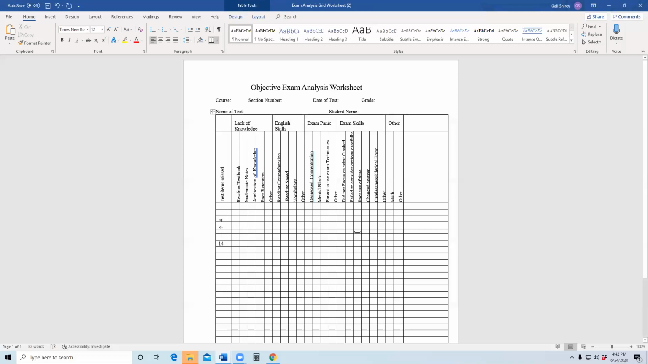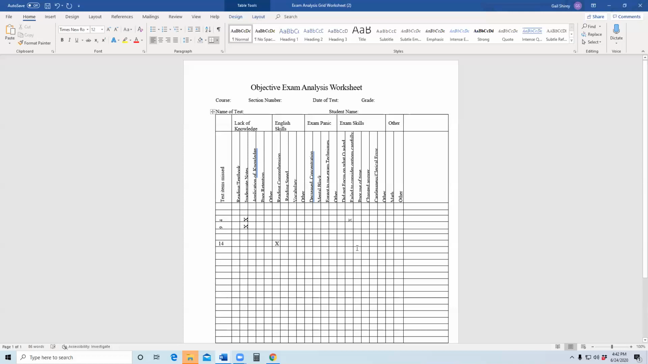And then for each one now, I have to decide why did I get it wrong and put an X. So maybe on number 4, I realized, oh, wait a minute, that was not in my notes. And maybe I also did not consider options carefully. So I'm going to mark that one. Number 9, maybe I just realized I didn't have that information in my notes. There was no other reason. And then for number 14, maybe I did not understand the information.